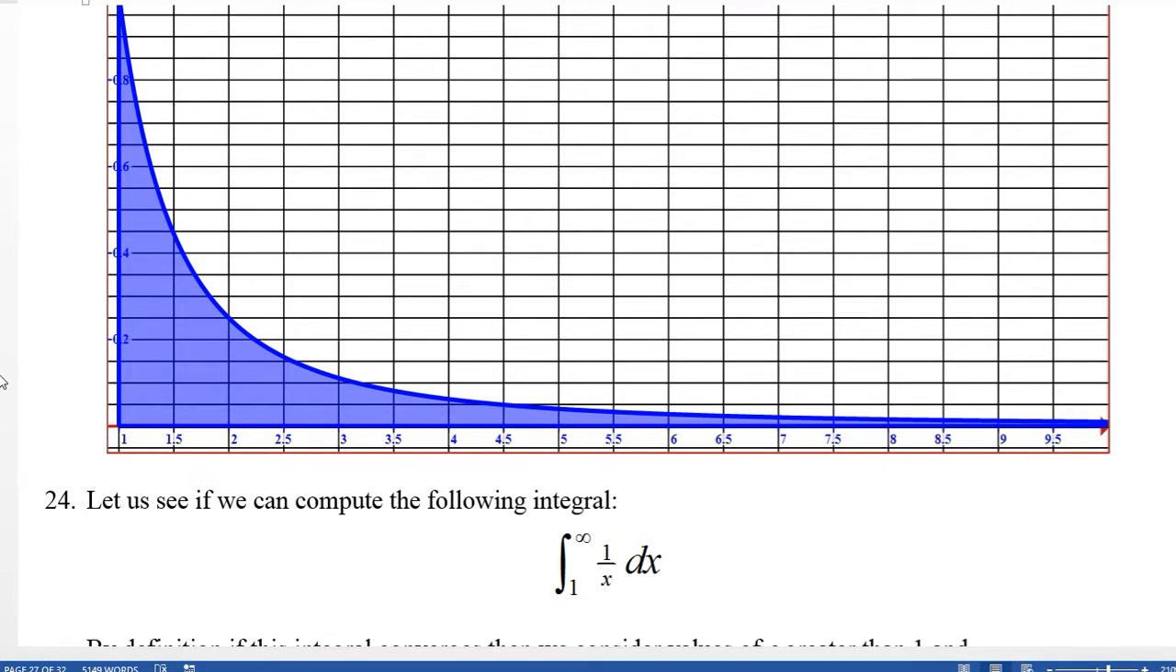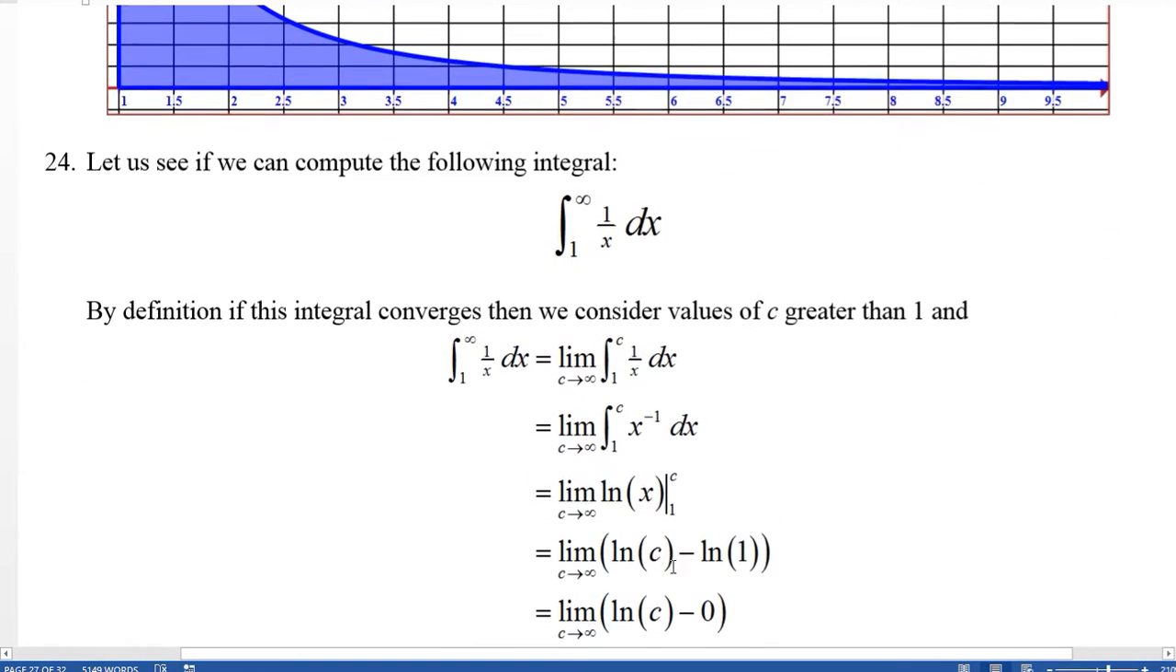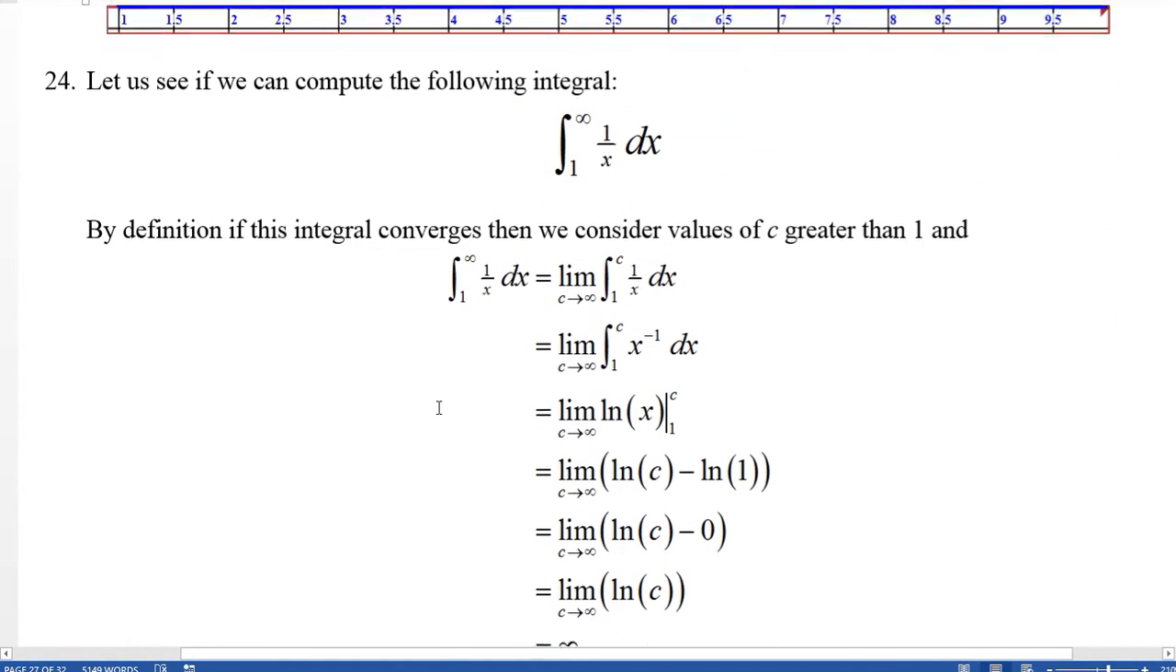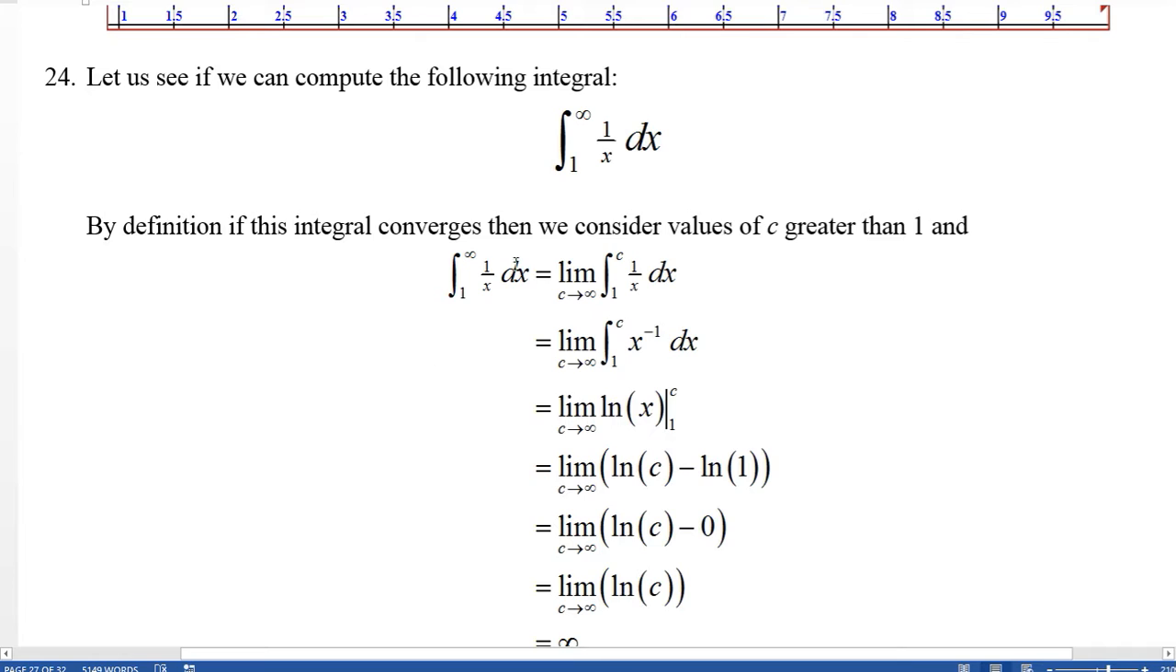Now, before you start thinking that everything is going to converge, here's one that does not converge. We take the integral from 1 to infinity of 1 over x dx. It looks very similar to the one up there. 1 over x does approach 0 as x goes to infinity. That gives us some hope that this might work out. Let's see what happens. Very similar to the last problem. The integral from 1 to infinity of 1 over x dx, by definition, is the limit as c approaches infinity of the integral from 1 to c of 1 over x dx.